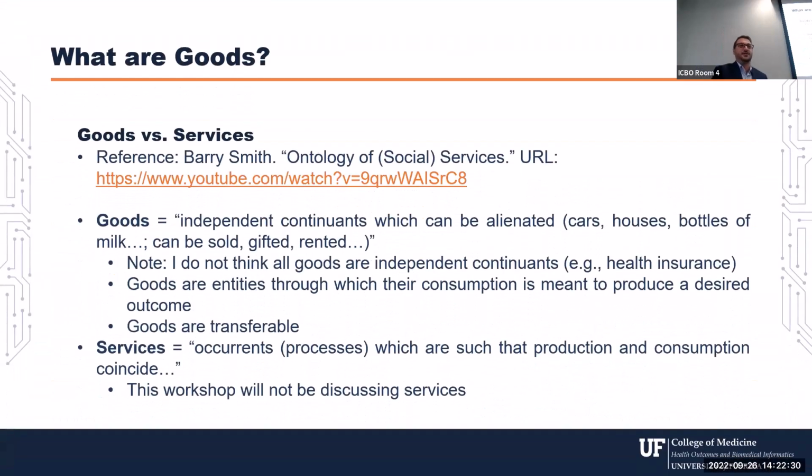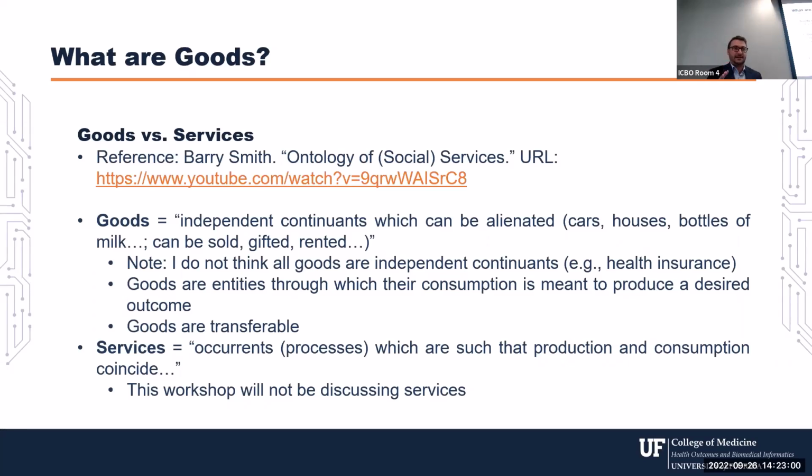So what are goods? Barry Smith has a really good, very brief video on YouTube on the ontology of social services. And he has a couple of informal definitions that he presents in there on goods and services. So for goods, he defines them as independent continuants, which can be alienated, such as cars, houses, bottles of milk. These are things that can be sold, gifted, and rented, or transferred between people.